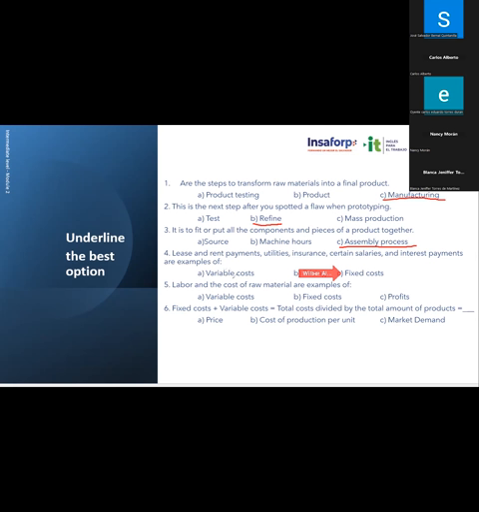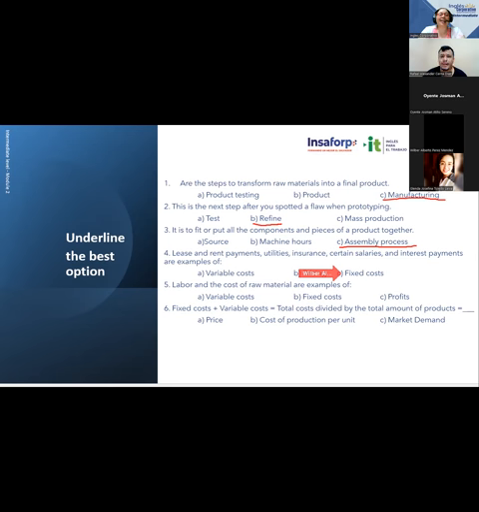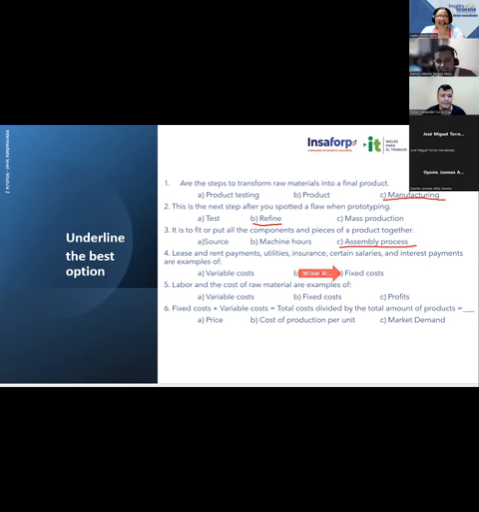Labor and the cost of raw material are examples of variable or fixed. No pasamos variable. Chicos, tienen que ir al texto. Variable cost. I was reading the text, the second paragraph of the cost production, and it says the variable costs include items that change with your sales, like labor and materials.